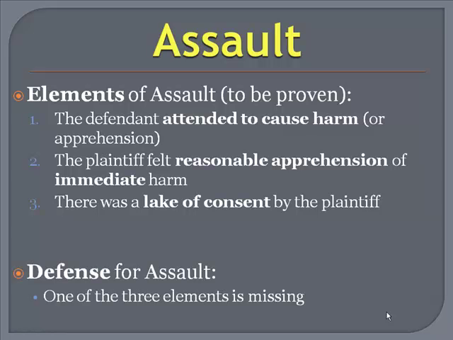Again, if you play hockey, that doesn't work. Defense of assault is if one of the 3 elements is missing. Only one of the 3 elements is missing, then you show that there is no assault. If there was consent, no assault. If the harm wasn't immediate, no assault. If the defendant didn't intend to cause harm, then there wasn't an assault because it was just negligence.